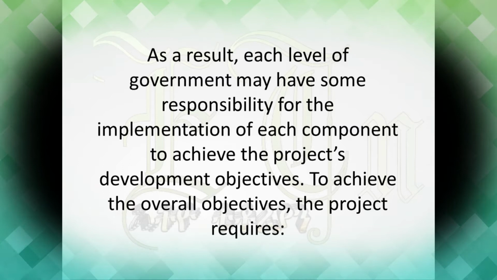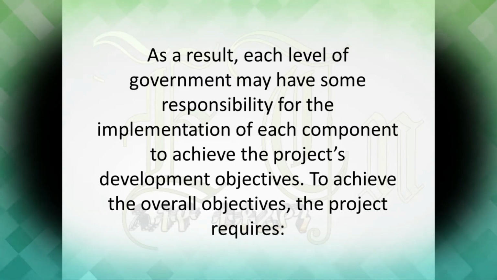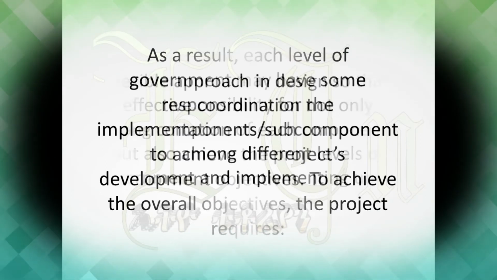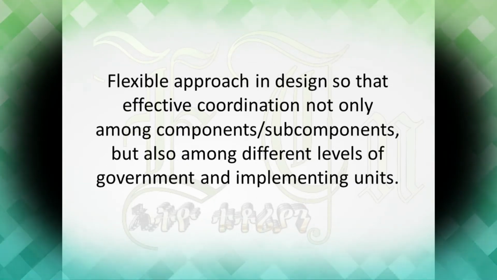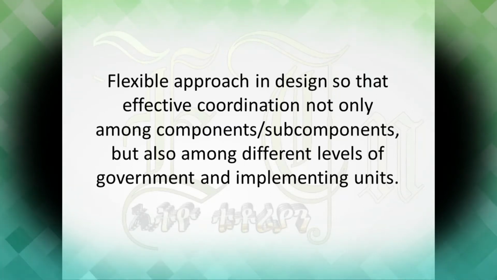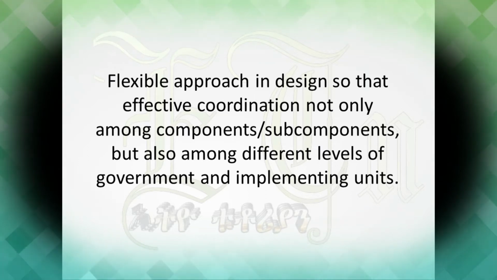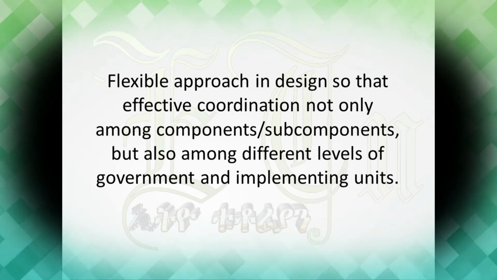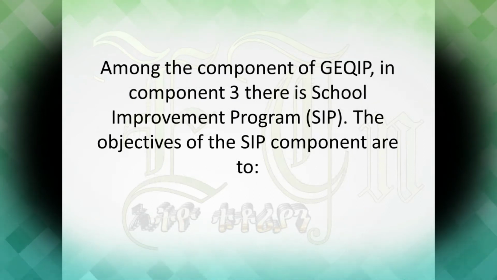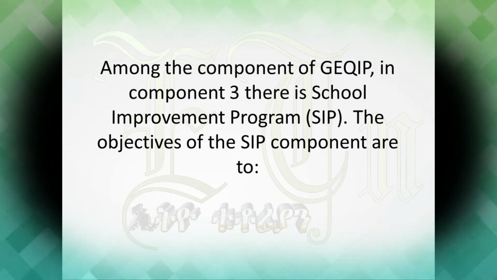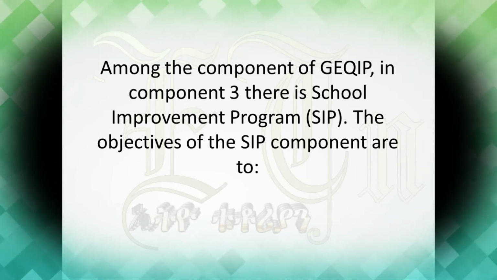Each level of government may have some responsibility for the implementation of each component to achieve the project's development objectives. To achieve the overall objectives, the project requires a flexible approach in design so that there is effective coordination not only among components and subcomponents, but also among different levels of government and implementing units. Among the components of GEQIP, in Component 3 there is the School Improvement Program, SIP.